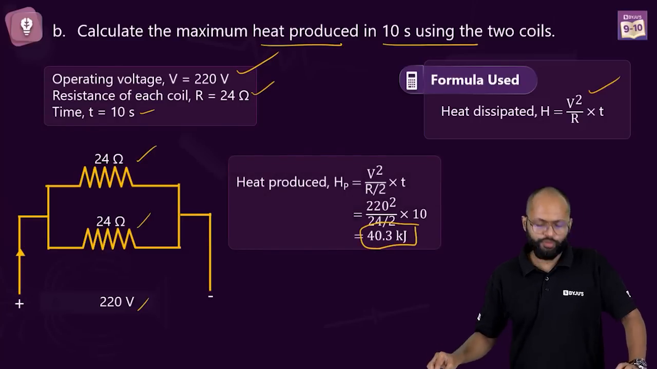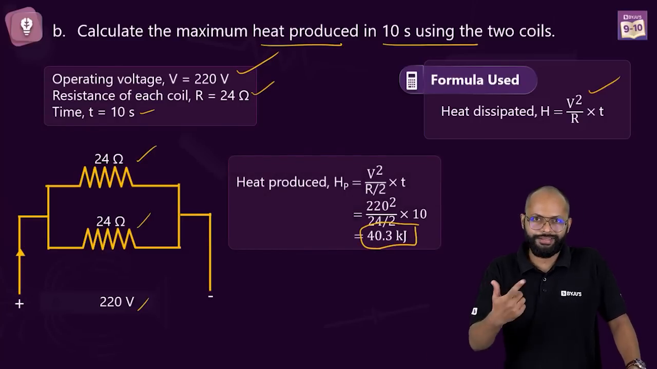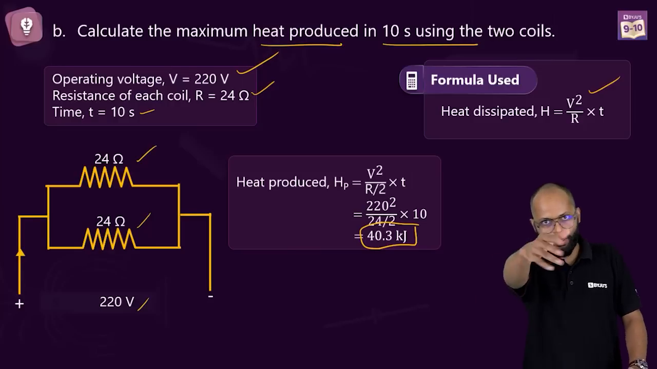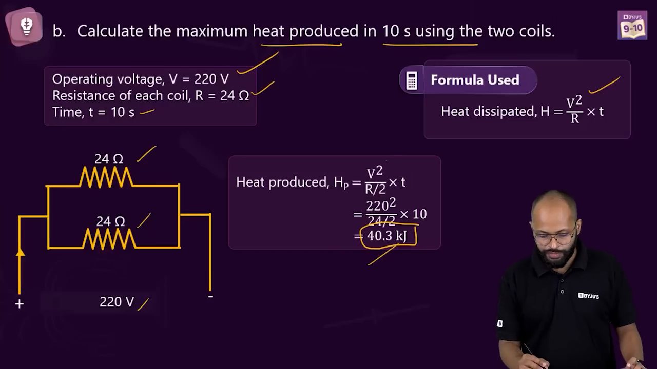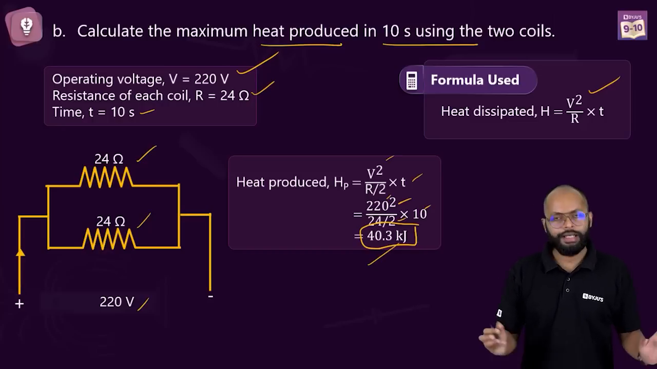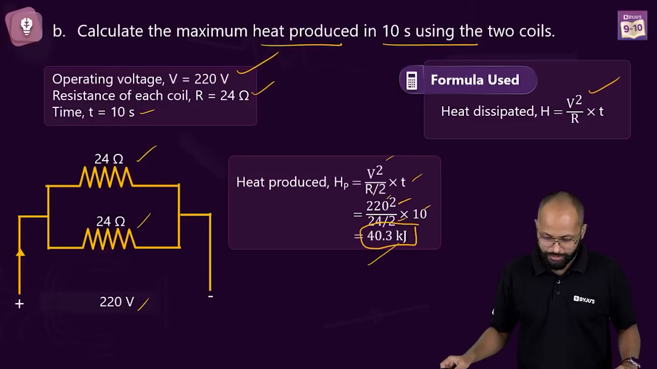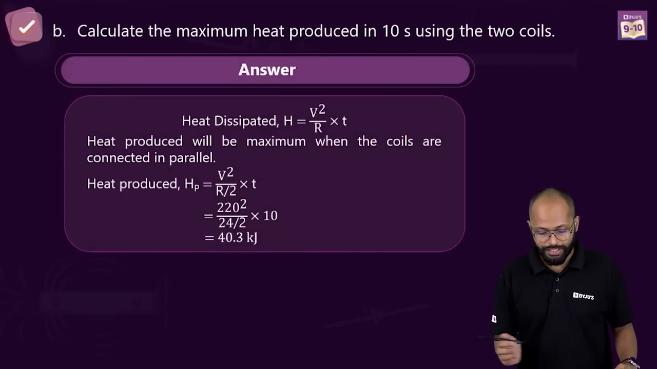See, I'm not here to do maths for you, right? Let's be very clear over here. Maths is your department now. Paper is over. Do it. 40.3 kilojoules, V square upon R by 2 into T. This is done. Simple, right? Okay. So that's why you will write the answer like this.